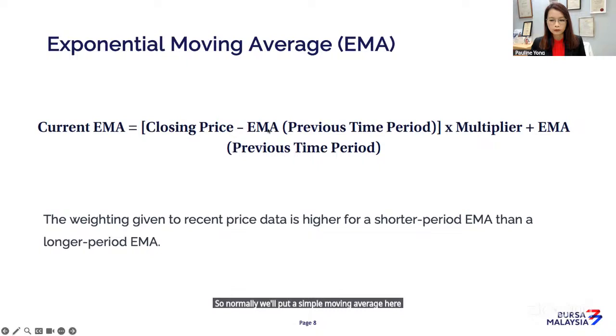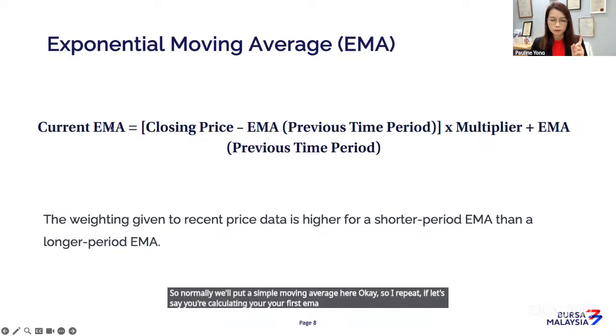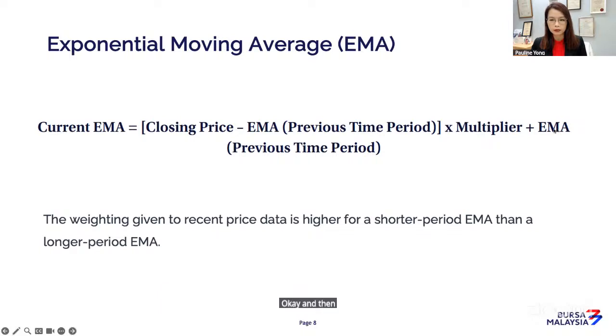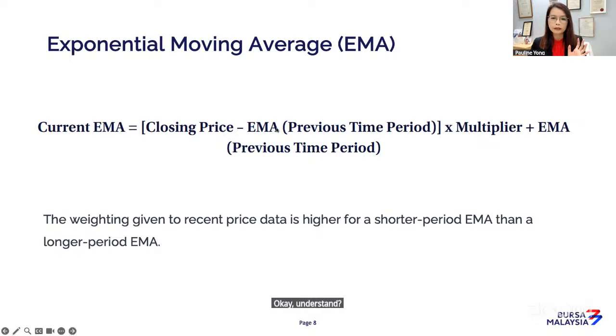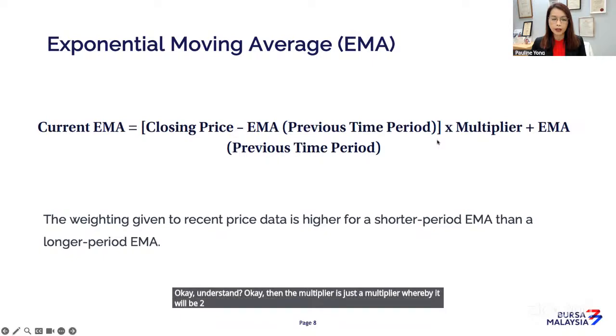So I repeat, if you're calculating your first EMA number, then for this figure you need to put a simple moving average figure there. Then only can you calculate your first EMA. After you have calculated the first EMA, when you do the next EMA, you can use that EMA figure here. Okay, understand? Then the multiplier is just a multiplier whereby it will be 2 divided by n plus 1.